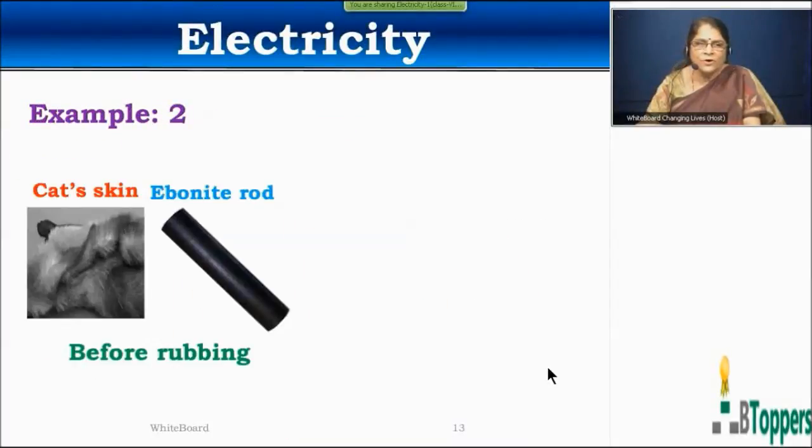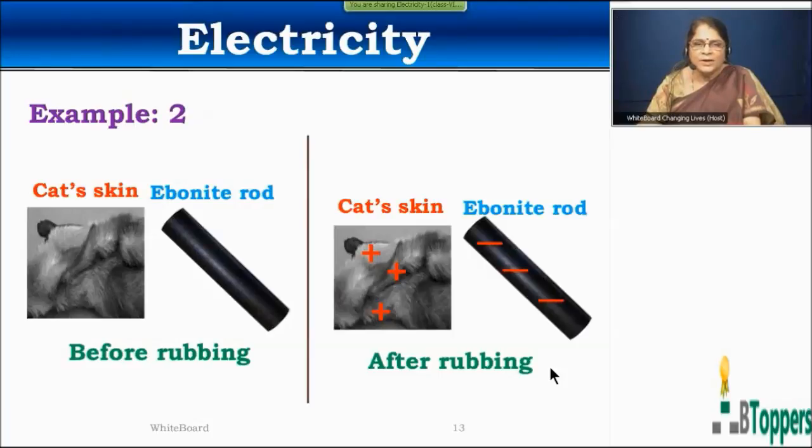that is the ebonite rod and cat skin. Before rubbing, cat skin and ebonite rod are without any charge, that is, they are neutral. But after rubbing, the cat skin is positively charged and the ebonite rod is negatively charged.